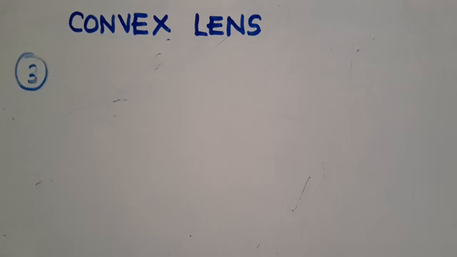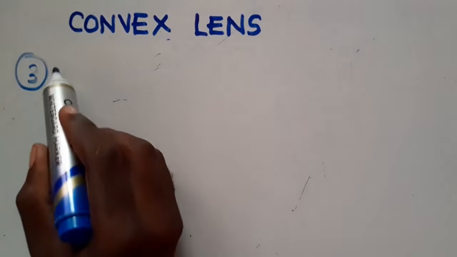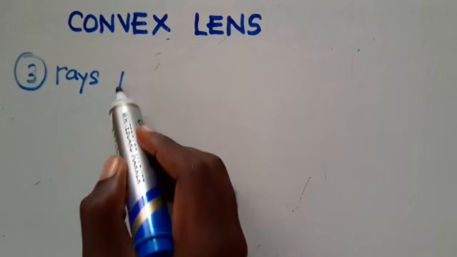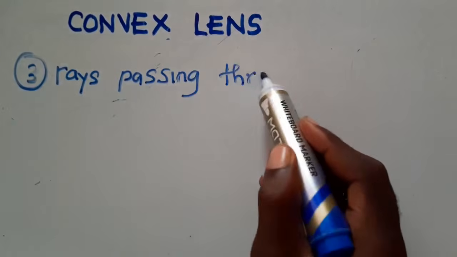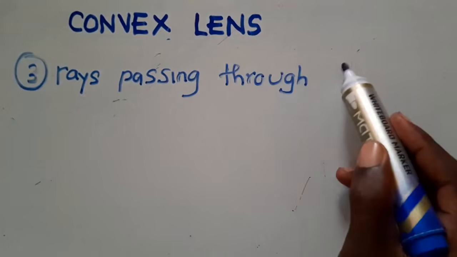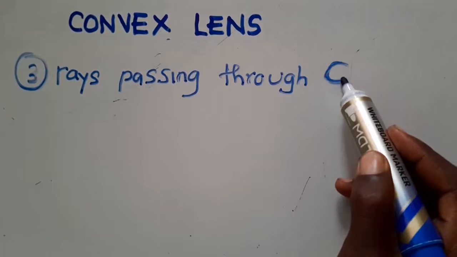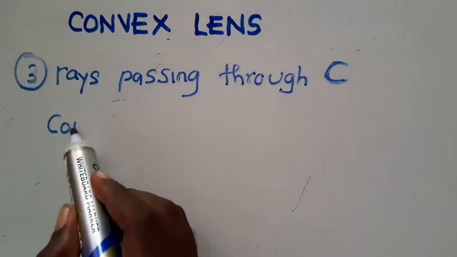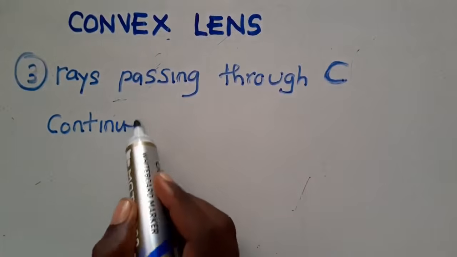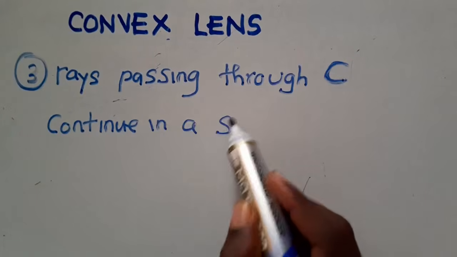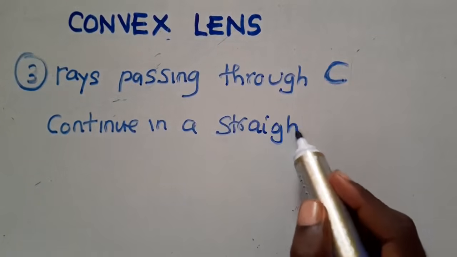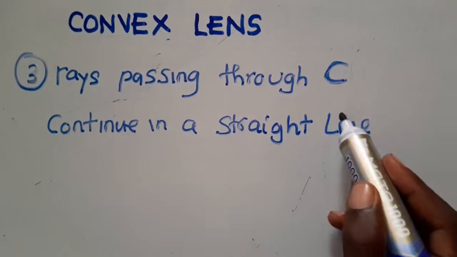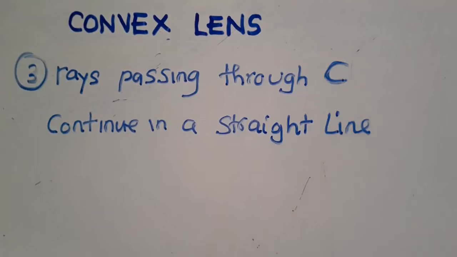So the last one is like this: rays passing through the optical center, which is C. The rays that are passing through C, we know that is the optical center, continue in a straight line. This is what you need to understand. They continue in a straight line like this.